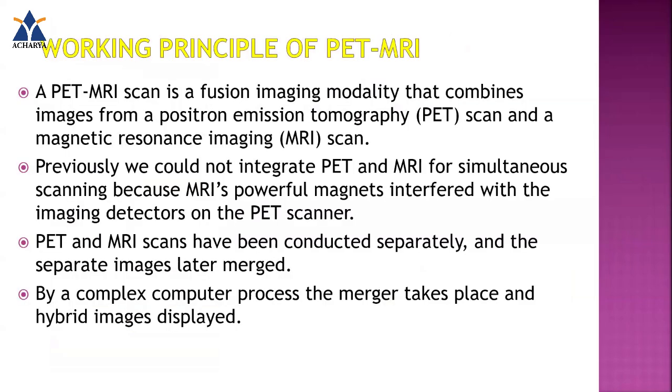So now the MRI principle, the PET MRI fusion. What is PET MRI fusion? The scan modality that combines the positron emission tomography and also the MRI scan. Previously, we could not integrate the PET and MRI for simultaneous scanning because the MRI's powerful magnets interfere with the imaging detector of the PET scanner. After that, the PET and the MRI have been combined together. There are a lot of challenges when putting the PET gantry with the MRI gantry. It's a complex process. It will take step by step.